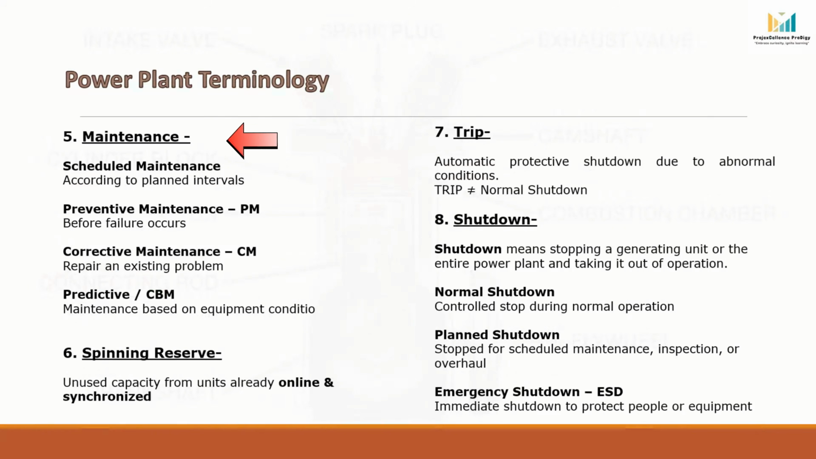Next term is maintenance. Maintenance means all the activities carried out to keep power plant equipment in safe and reliable operating condition and to restore it when a problem occurs. Maintenance can be broadly divided into 4 categories. Scheduled maintenance. This is the maintenance which is carried out according to a predefined schedule. For large medium speed engines, maintenance is commonly planned based on running hours, calendar time, OEM recommendations, or the plant maintenance plan. Second is preventive maintenance.